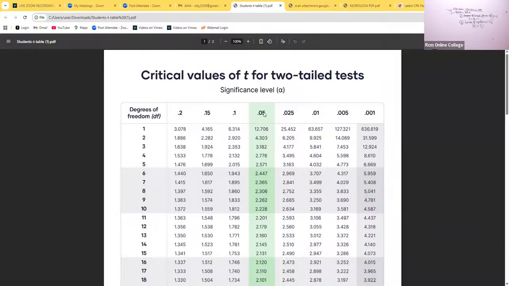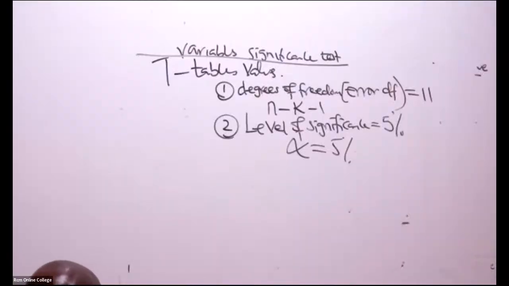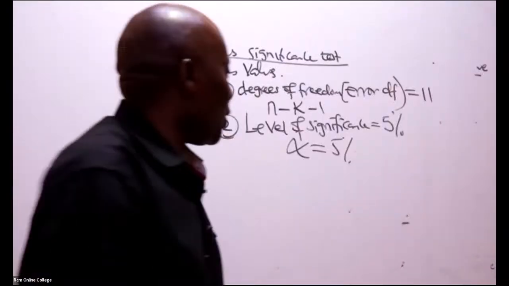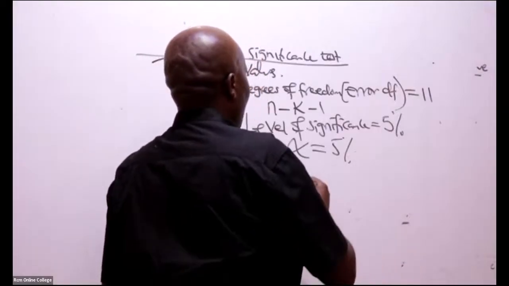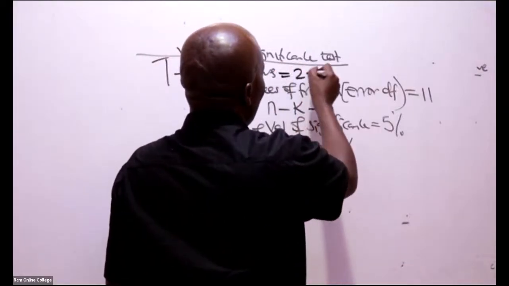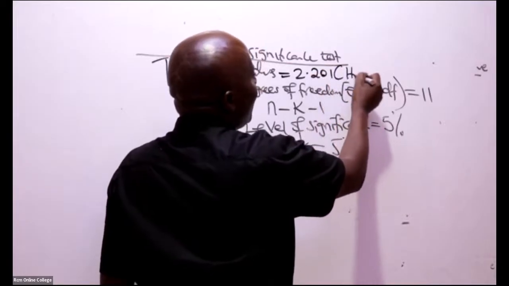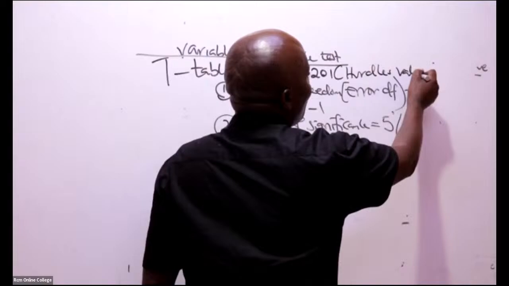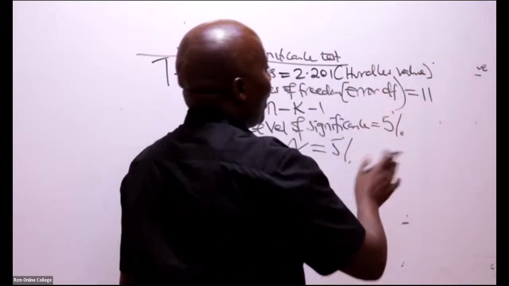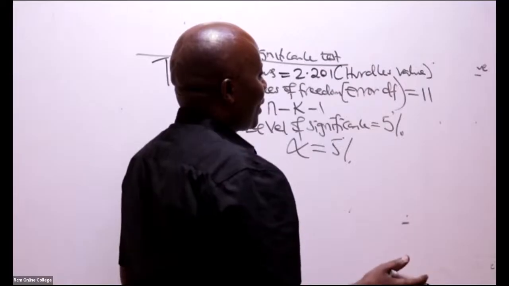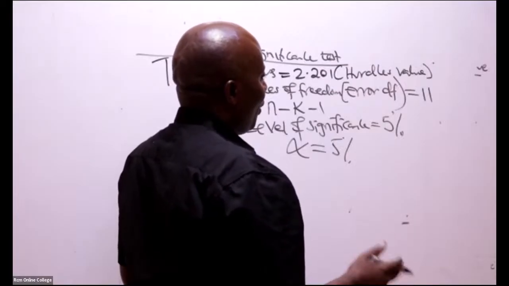They've told us the level of significance is 5%, and 11 degrees of freedom here. So we have 2.201. T critical, the T tables value, is 2.201. Remember, this is the hard dose value. If you exceed this, then you are very significant. You are very, very strong.